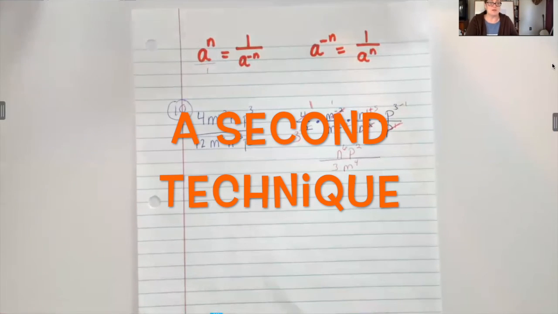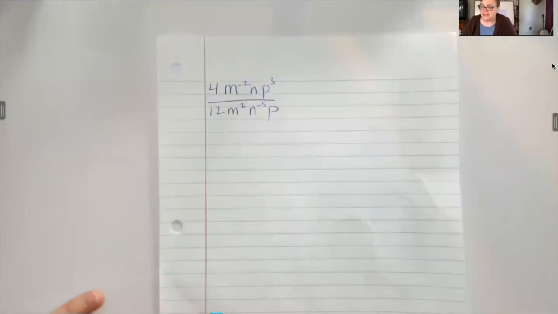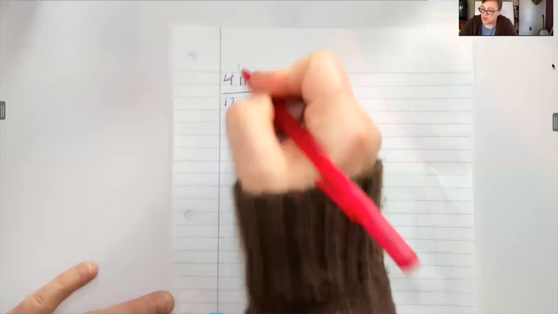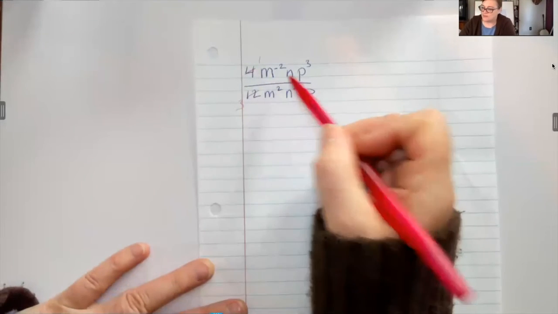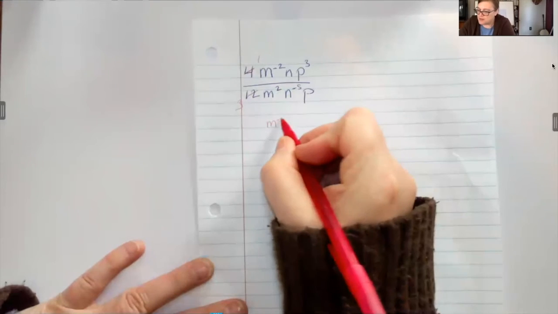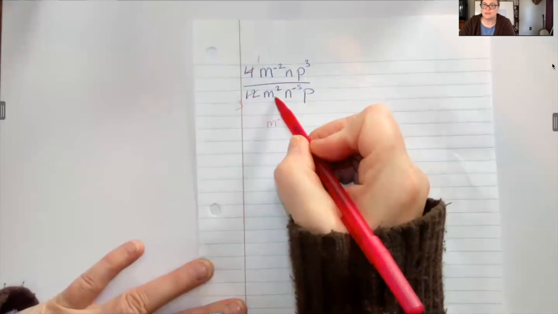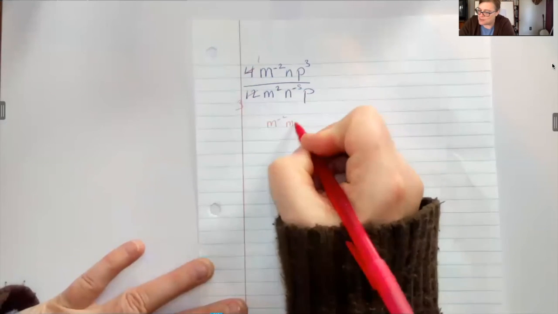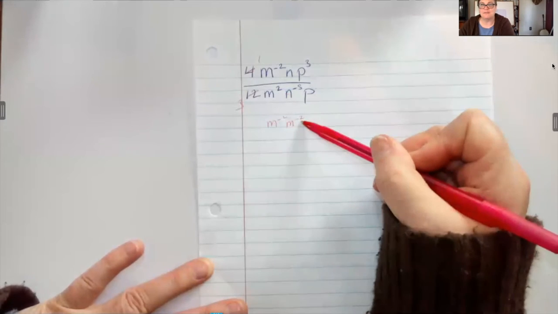Again, in mathematics, we know there are many different ways to think about a problem. So let's say that I have the same problem, and I wanted to move all of my variables to the numerator. So we would still reduce our 4/12. I already have an m to the negative 2 in the numerator, and I want to shift my m squared to the numerator. That means that if it's an m to the positive 2 in the denominator, it would be an m to the negative 2 in the numerator. I would change the sign of the m squared, and it would become m to the negative 2.